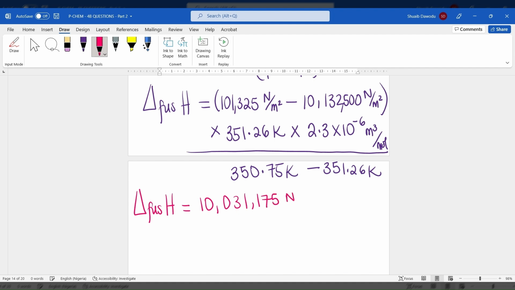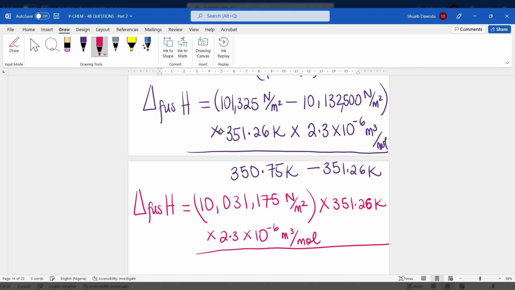10,031,175 Newton per meter squared. So that's that. Times 351.26 Kelvin, I apologize, times 2.3 times 10 to the power of negative 6 meter cube per mole. All of this divided by 350. By the way, it's not 10 million, it's going to be negative 10 million. I forgot to add that. Let me quickly add that here. So I end up with negative 10 million, 31,175 Newton per meter squared.